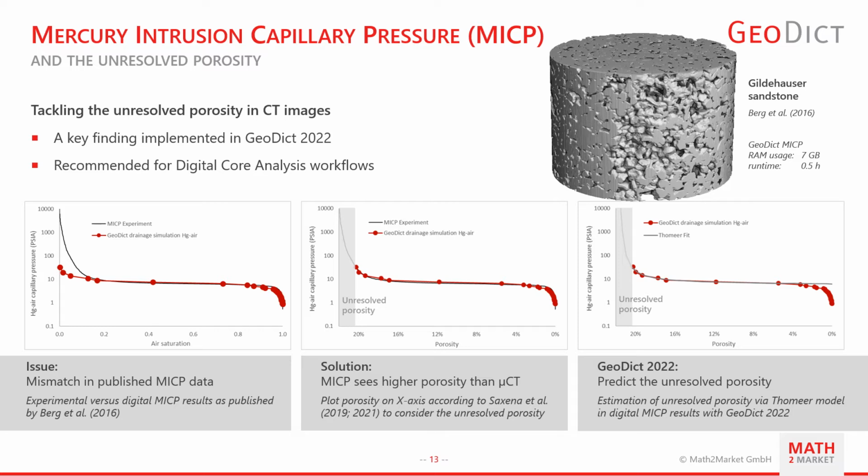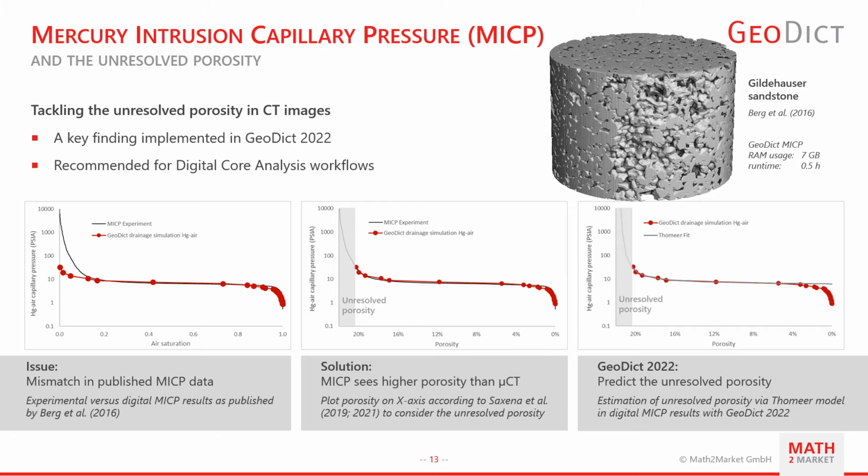And here's the story. Back in 2016, Steffenberg et al. discovered a mismatch between experimental and digital MICP results. It took a while to understand that this issue related to the unresolved porosity, and indeed by just plotting the volume percentage on the x-axis instead of the saturation, the curves now agree perfectly fine. So this is one basic step that you need to consider in your digital workflow.